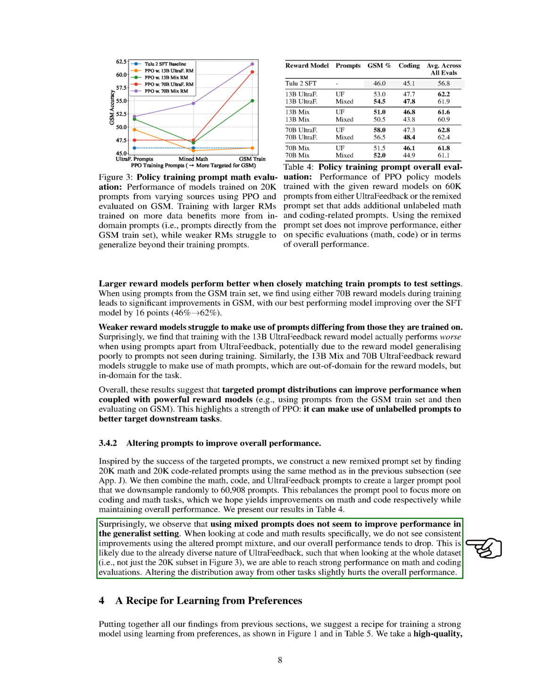However, our results show that using mixed prompts does not necessarily enhance performance in a general setting. Specifically, when looking at math and code results, we do not consistently see improvements with the altered prompt mixture, and overall performance tends to decrease. This could be because Ultra Feedback is already diverse, allowing us to achieve strong performance in math and coding evaluations when considering the entire dataset. Shifting the prompt distribution away from other tasks slightly impacts overall performance negatively.